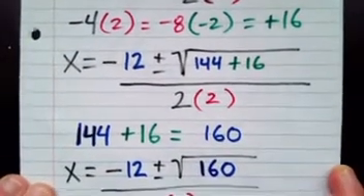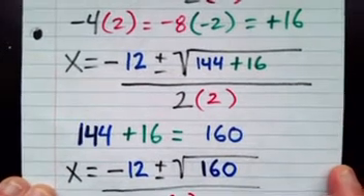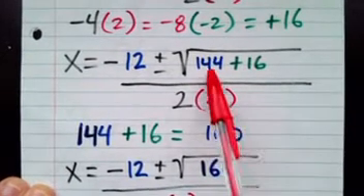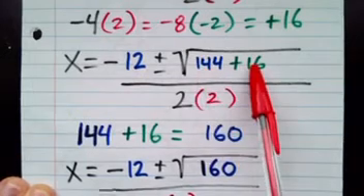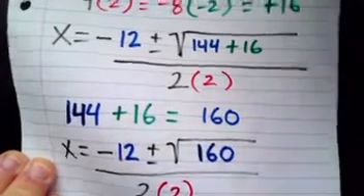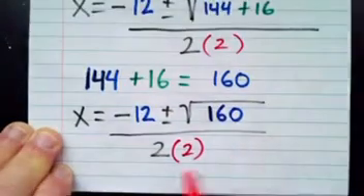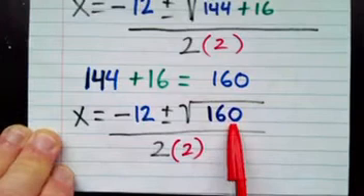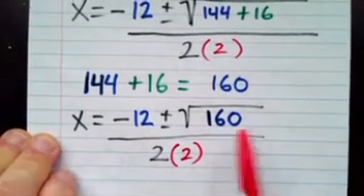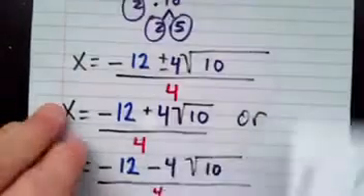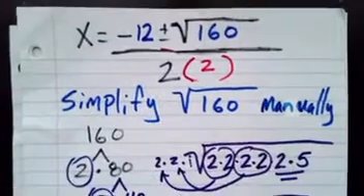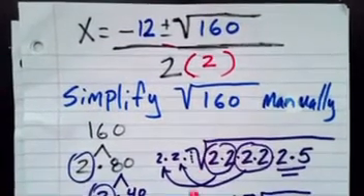And again, if I'm going too fast, this is a video. You can rewind it at any time. So let's continue to work inside the radical. 144 plus 16 is 160. So that's 160 inside the square root value. So that's where we're at here. Again, one step at a time. So continuing on, we have left off here.